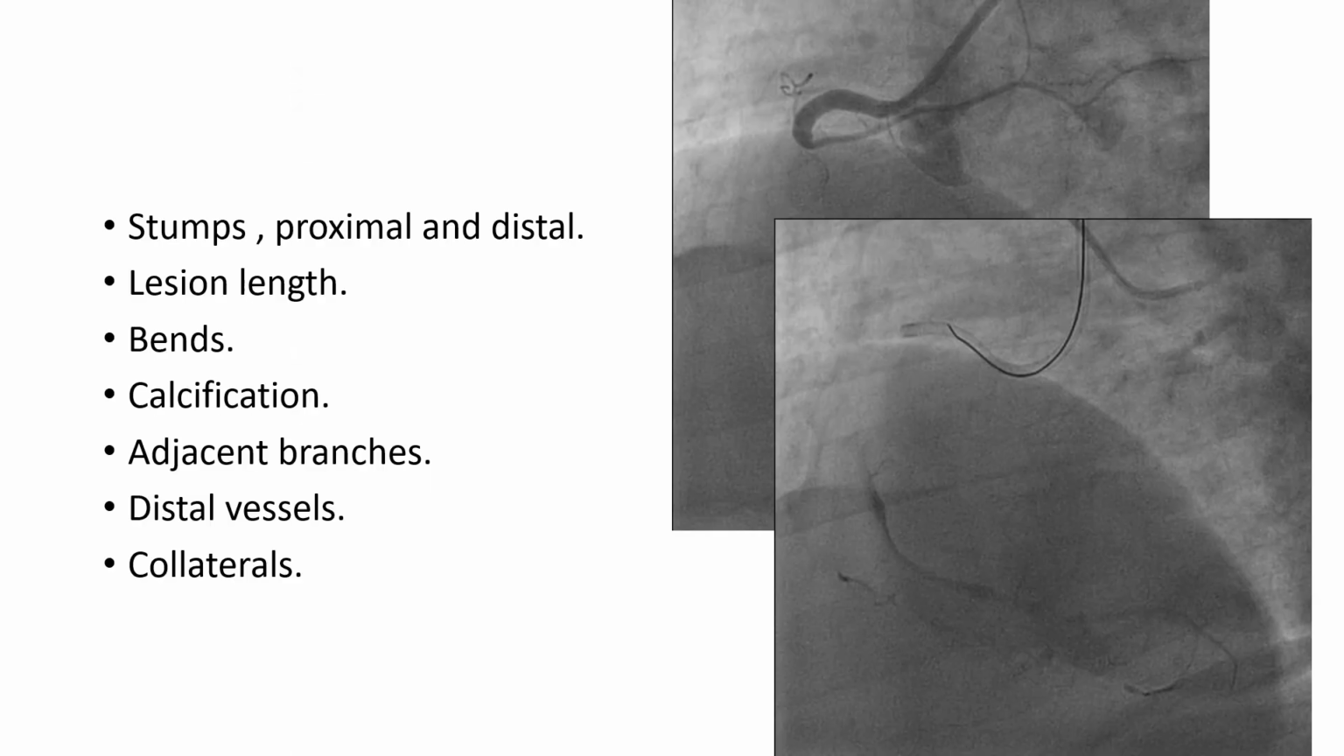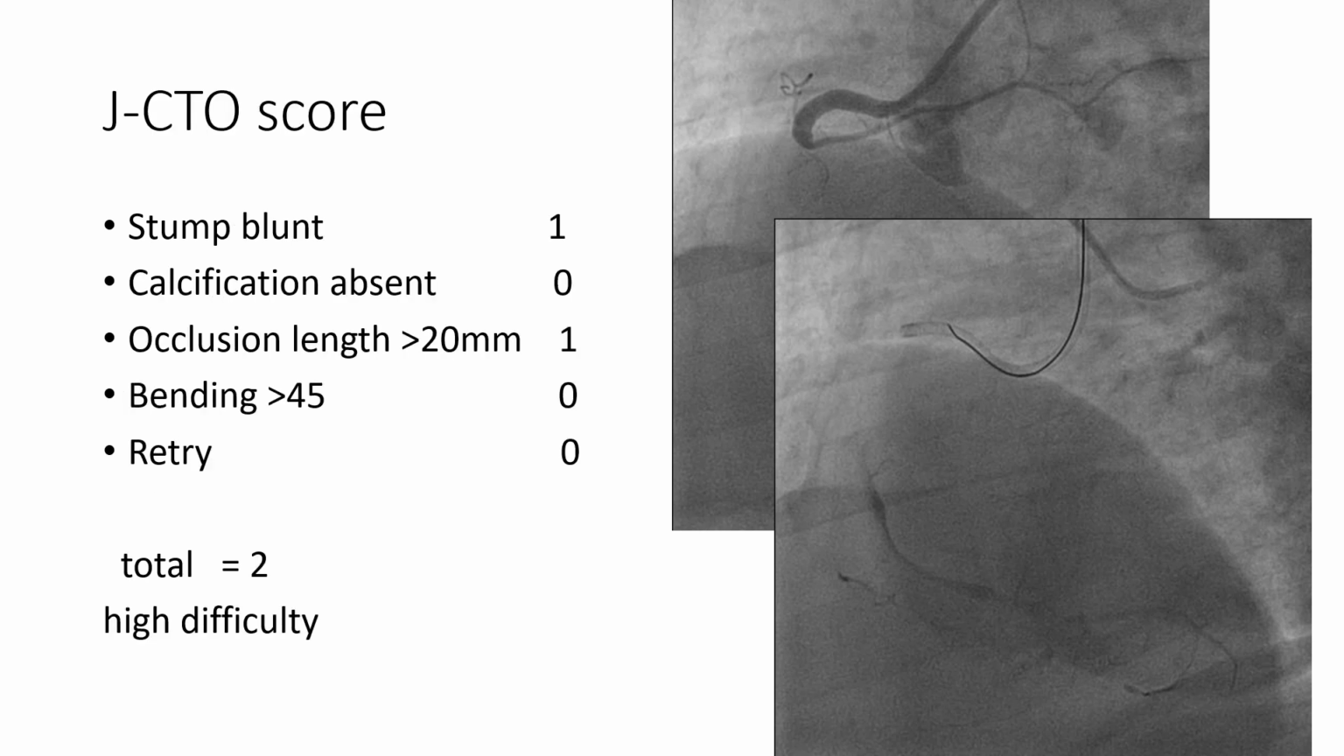So whenever we face a chronic total occlusion, we have to clarify several points, and this involves the stumps, both the proximal and the distal, the length of the lesion, and whether there are bends inside the lesion or proximal to it, calcification, adjacent branches, the size of the distal vessels, and the presence of collaterals. We also have to estimate one of the scores that determines how difficult the procedure will be, and one of them is the CTO score.